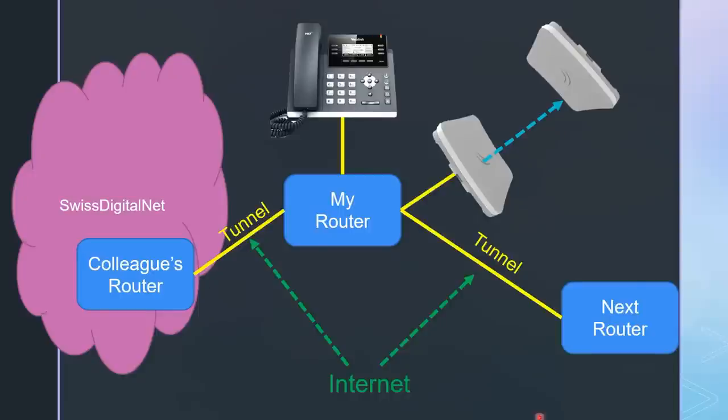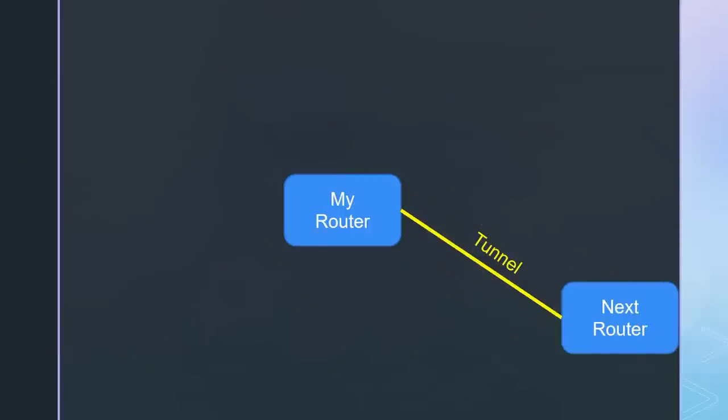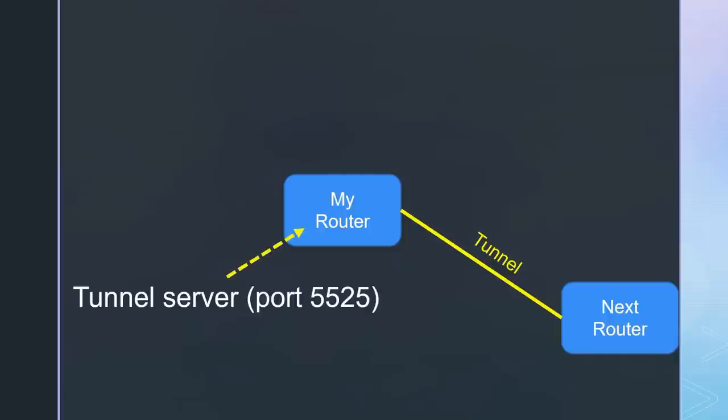According to our diagram, I will extend the network to my colleague. I create a tunnel server with the node name of my colleague and open port 5525 in my firewall. Like that, he can connect to the Swiss Digital Net too, without additional administration.